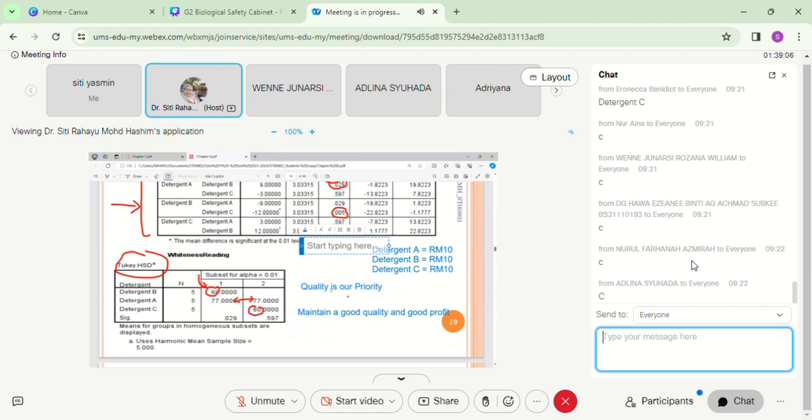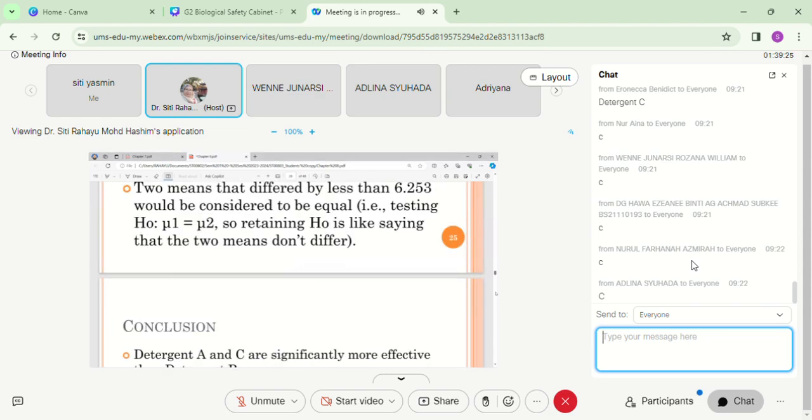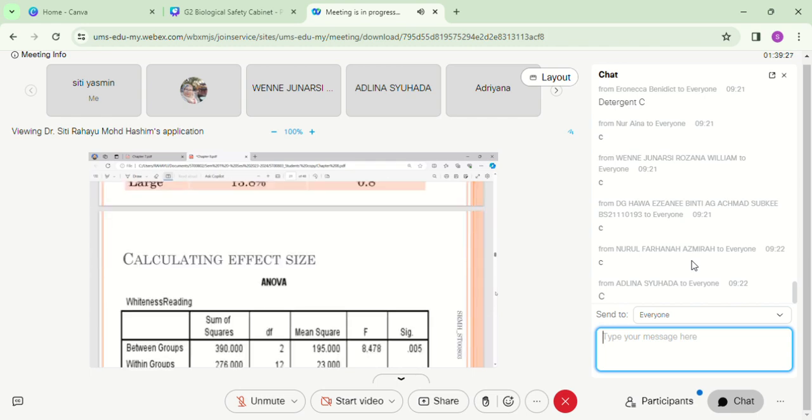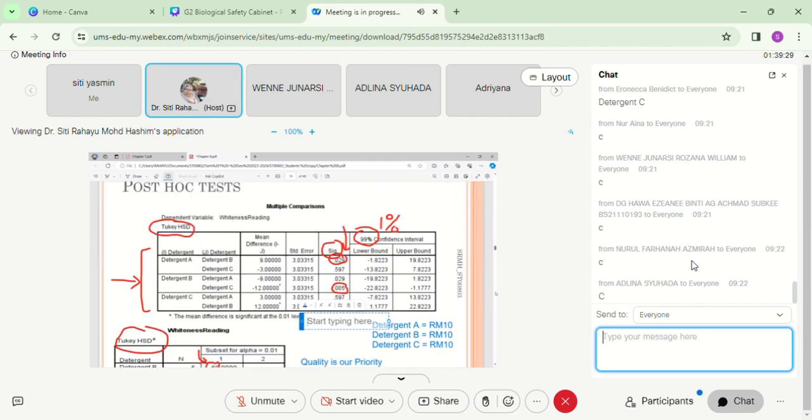Jawapannya adalah C itu adalah salah. Kenapa agaknya? Ada yang mau yang bertukar fikiran. Kenapa saya kata salah? You can unmute yourself. You can use the chat. Kenapa saya kata salah?